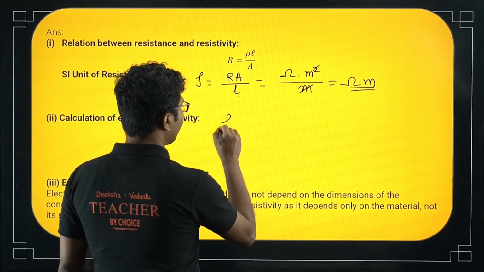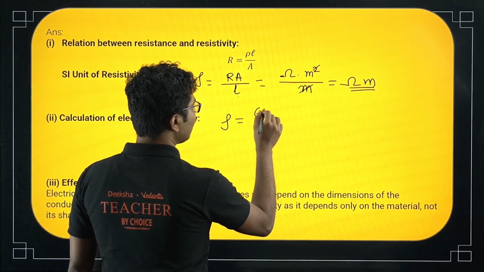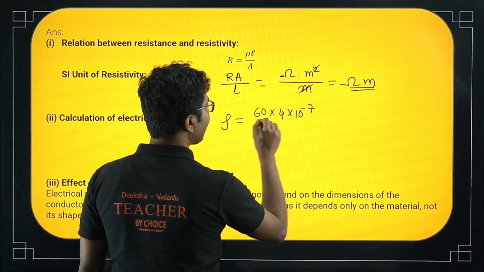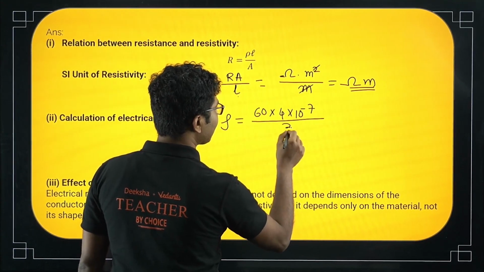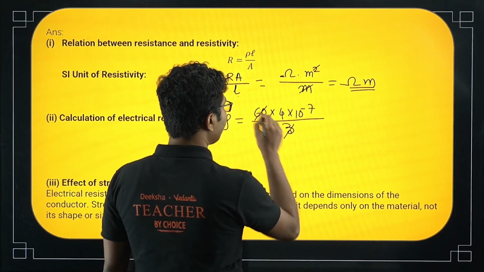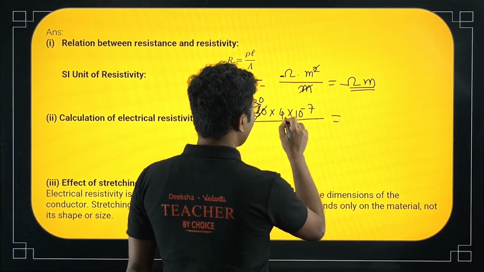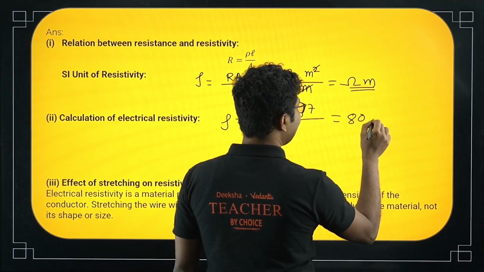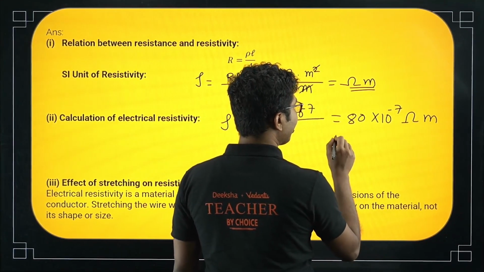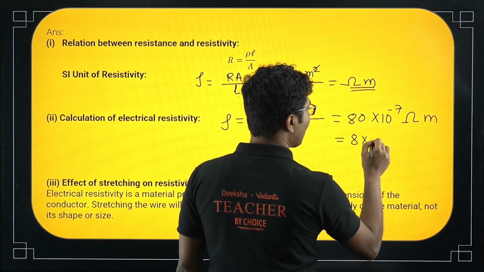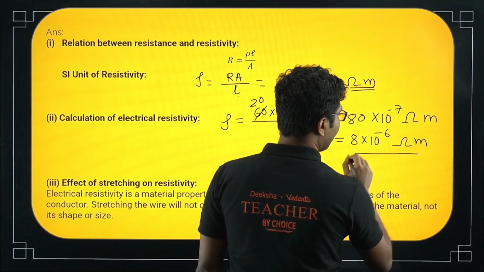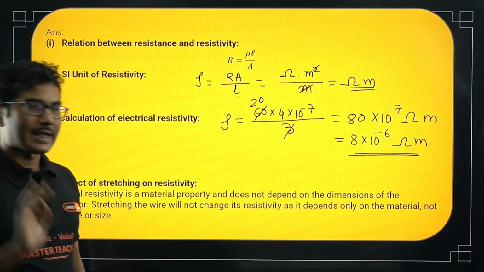So rho equals R, that is 60 ohm, area is 4 into 10 to the power of minus 7 meter square, and length is 3 meters. So everything is in SI unit, just have to put the values. So it will be 3 twos are 6, so 20 is 80, 80 into 10 to the power of minus 7 ohm meter. You can leave your answer here, or you can adjust the 10 power to make it this ohm meter. This is also fine. Both answers are acceptable answers.